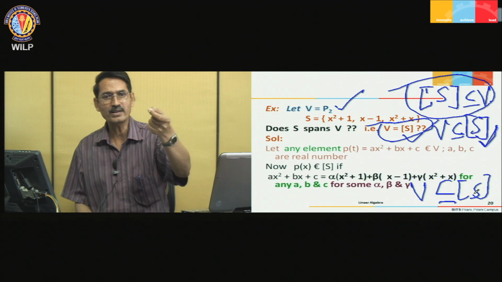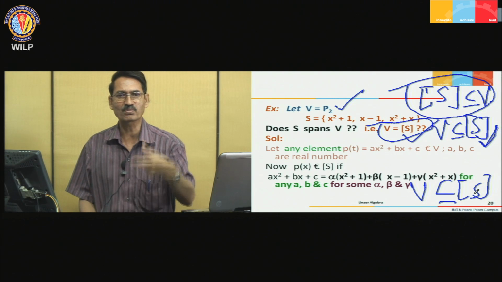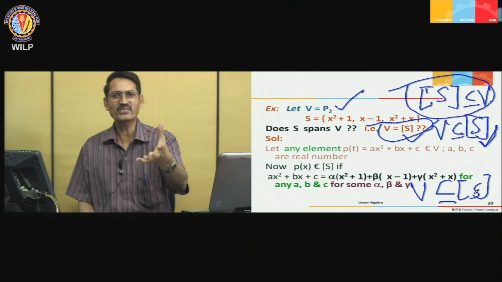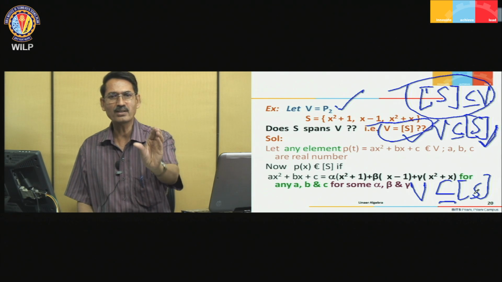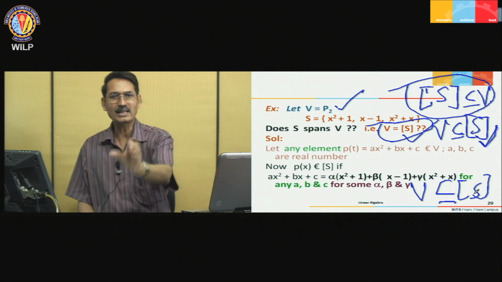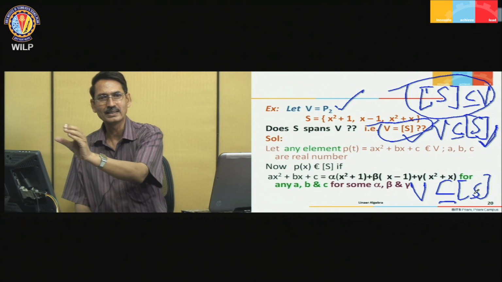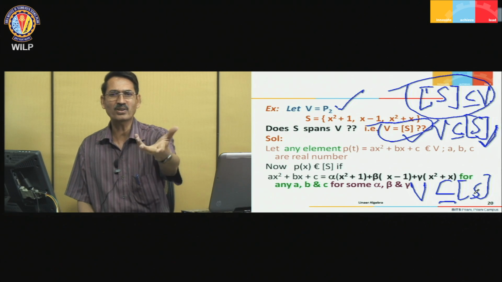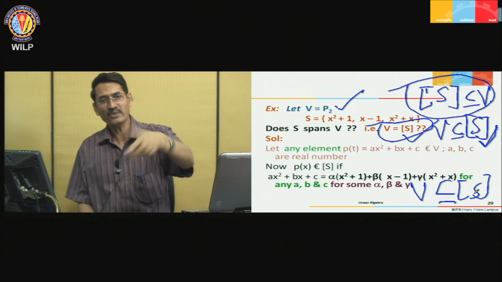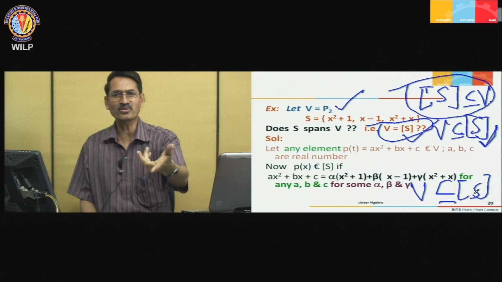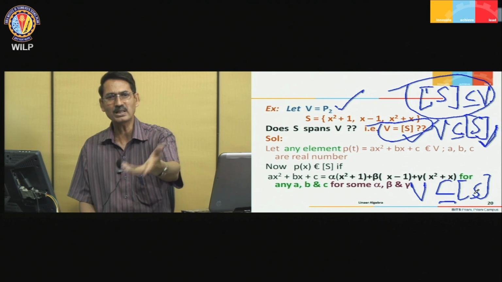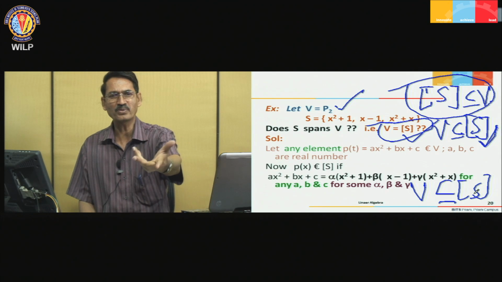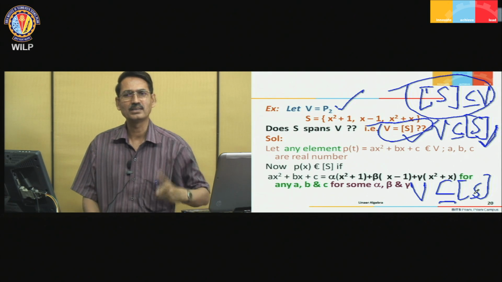So, every element of V is an element of the span of S. What is the meaning of that again? It means that every element of V is an element of the span of S. An element of span of S means a linear combination of the elements of S. So, therefore, if every element of V can be expressed as a linear combination of the elements of S, we shall say that V is a subset of the span of S, that is, S spans V.